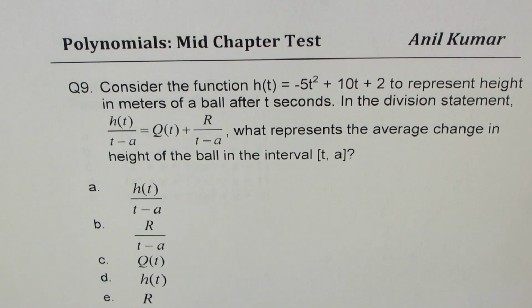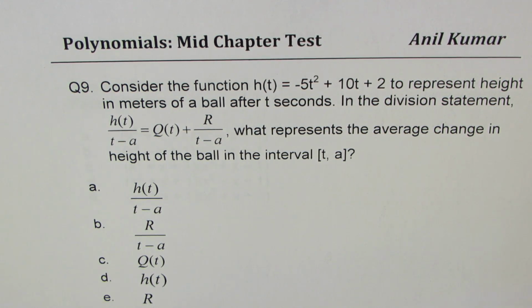In the division statement, h of t divided by t minus a equals to q of t plus r of t minus a. What represents the average change in height of the ball in the interval t, a? 5 options are given to you. Now that should be a good review on understanding polynomial functions and their applications. And this will lead us to the next unit, rate of change.